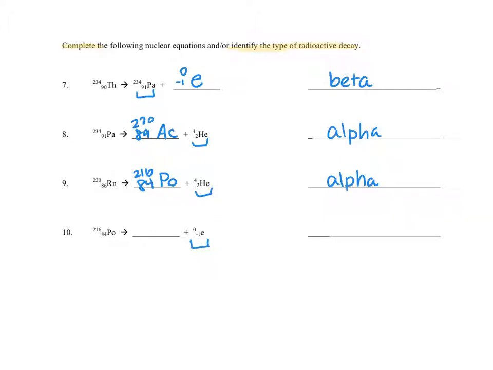Finally, again, we're given a particle. In this case, it's another beta. So I'm going to do 216 minus 0.